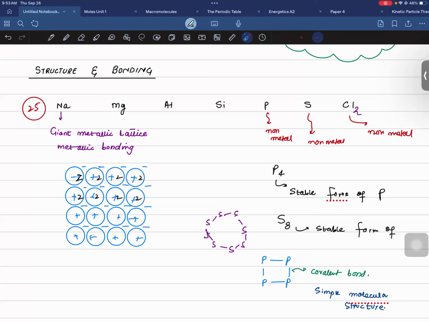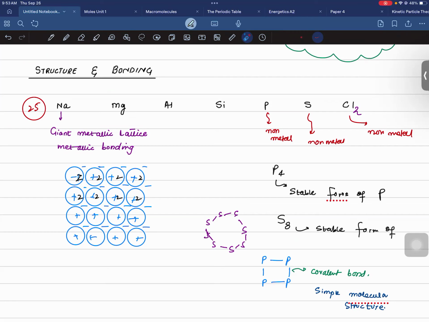Magnesium has a +2 charge. So in its lattice structure, there are more electrons, because one magnesium loses 2 electrons as compared to sodium. One sodium loses 1 electron. One magnesium loses 2 electrons. More electrons, more electrostatic attraction.